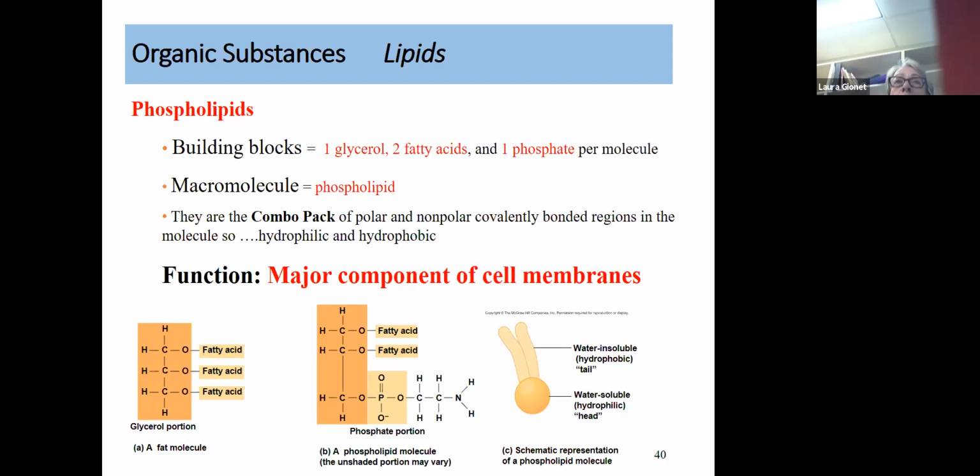Right. But right now, you just need to know the phospholipid, right? What the building blocks are, the macromolecule form, what are their bond types, what does it mean to be hydrophobic and hydrophilic, and then its function as a component of the cell membrane. If we look to see how similar it is to a triglyceride, it makes a little more sense.